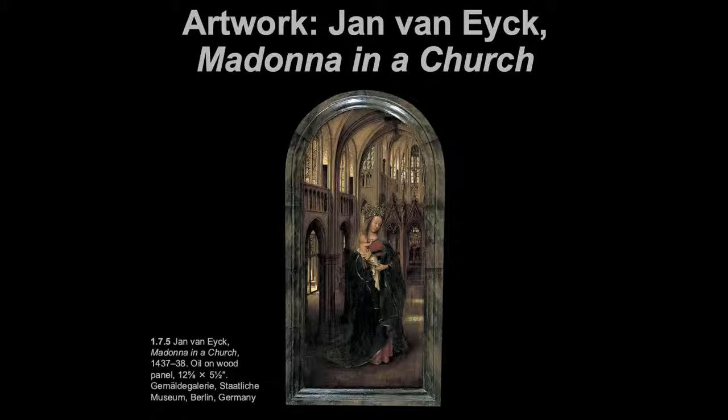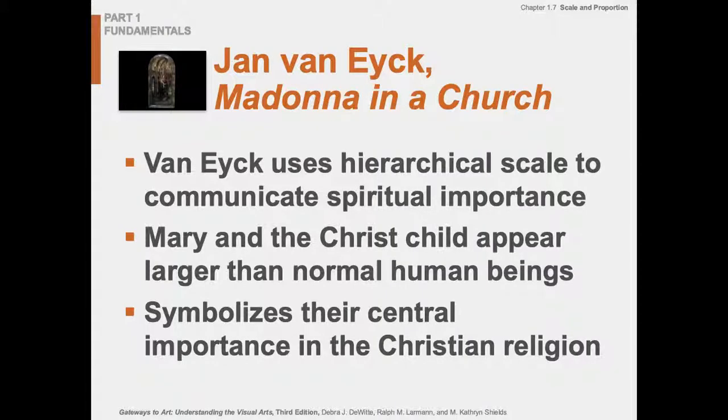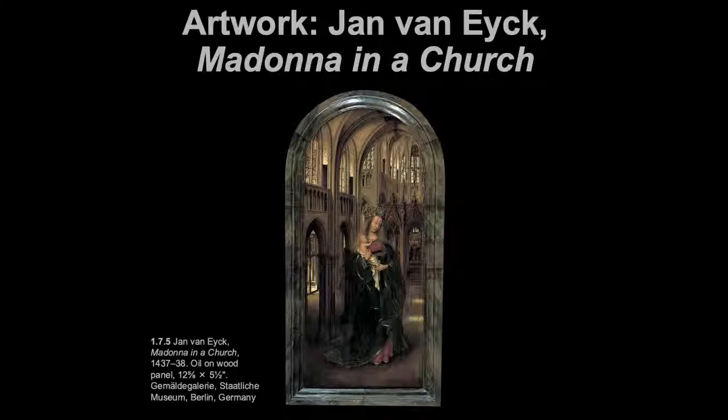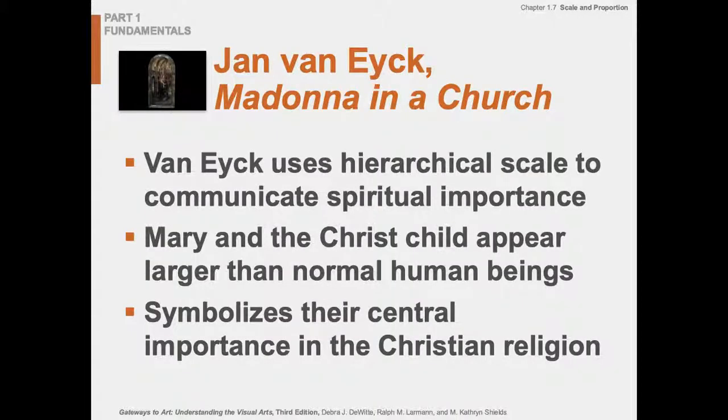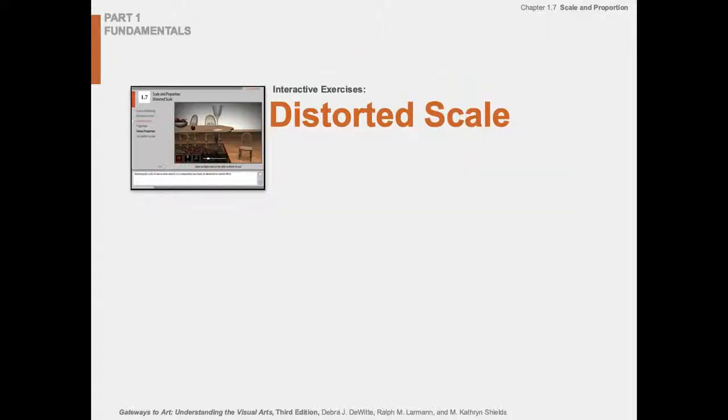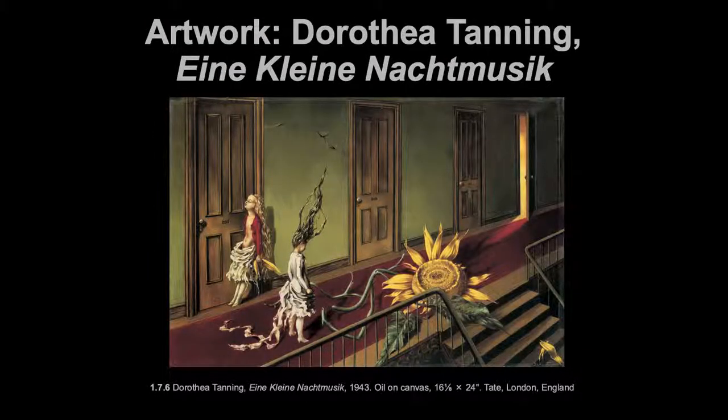And it's kind of interesting because it sort of makes a distorted scale statement, although it is not. We're dealing with a different kind of hierarchical scale to communicate the spiritual importance, but it looks similar to surrealism, which we're about to look at. So distorted scale, which here we are 500 years later, we are looking at a piece from the 1940s, and this has to do with dream imagery and psychoanalysis, a little bit of what we talked about with Joseph Cornell.